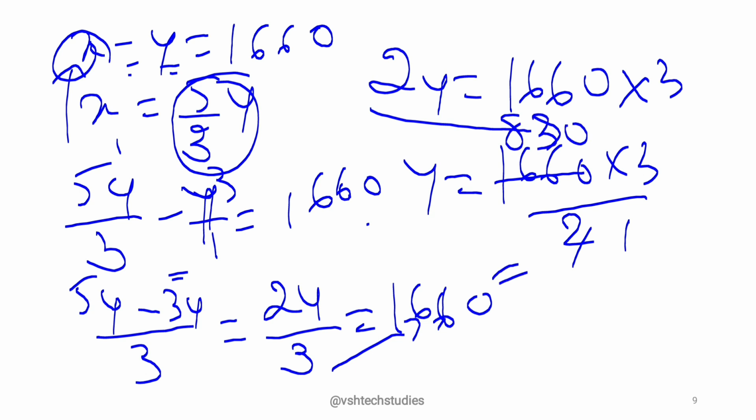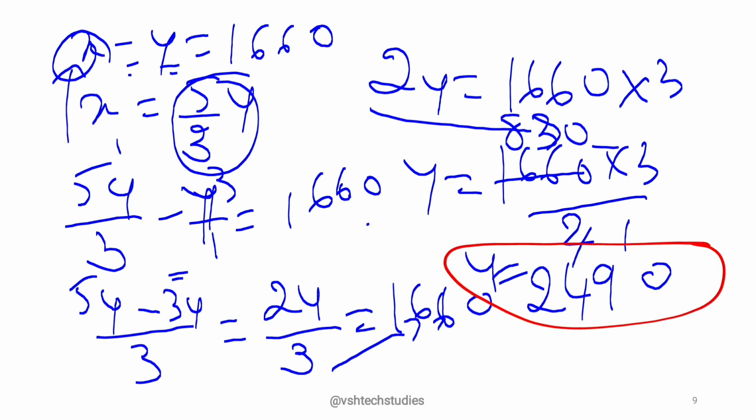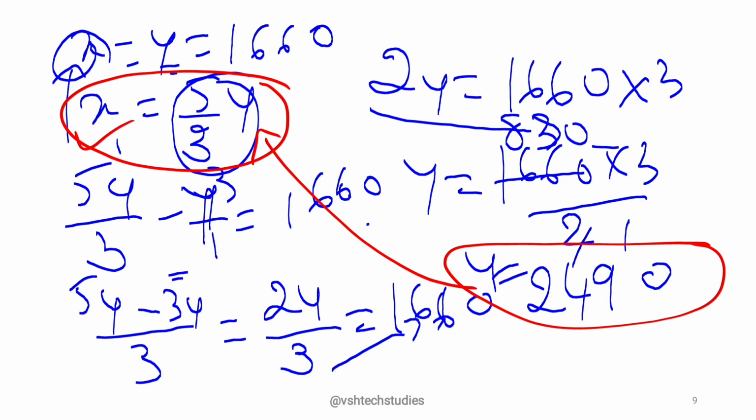Then 830 into 3: 3 zeros are 0, 3 3s are 9, 3 8s are 24. So y is equal to 2490. That is the one number. Then using this relation x equal to 5y by 3 and substituting y as 2490, we can get x. That is the next part.